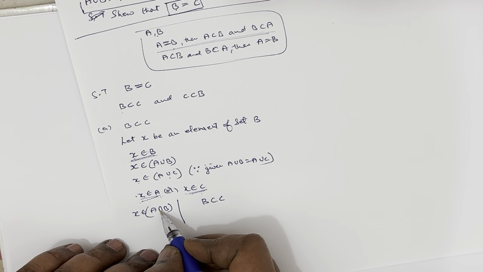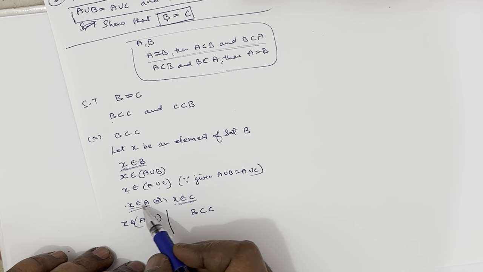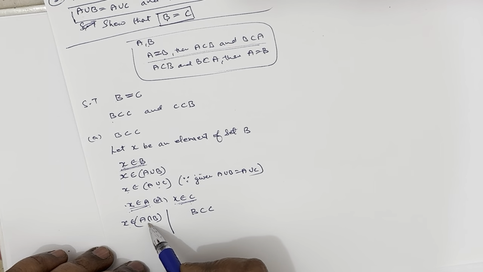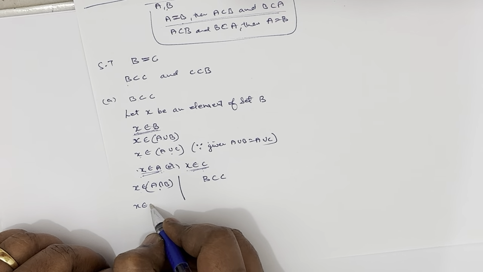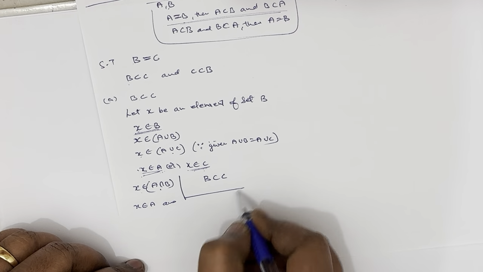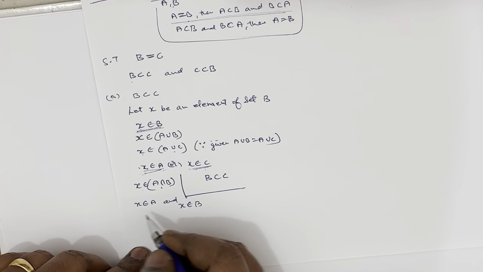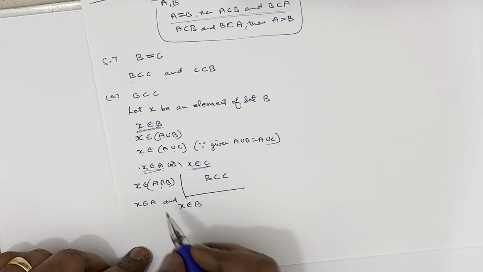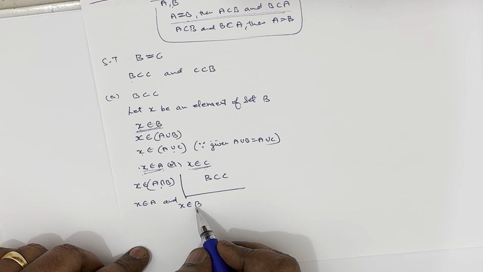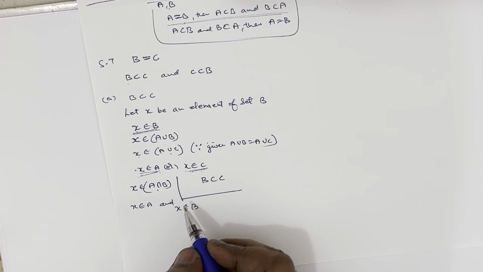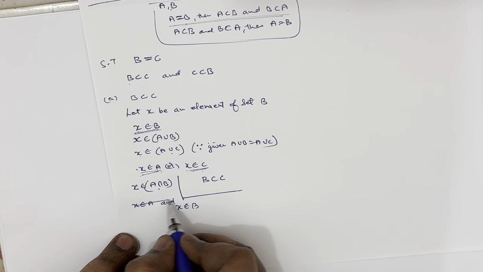Intersection is nothing but the common elements of the two sets. Since x is common for A and B, x belongs to A intersection B. That means we can write x belongs to A and x belongs to B. Again we got x belongs to B. Before that, we'll do one more step.